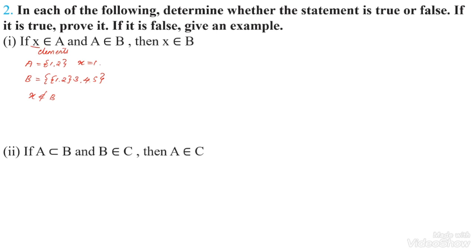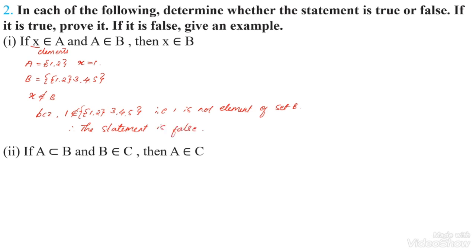Because 1 is not an element of {1, 2}, or else the main set {3, 4, 5}. That is, 1 is not an element of set B. Therefore, the statement is false. Okay, now we will discuss the second one.